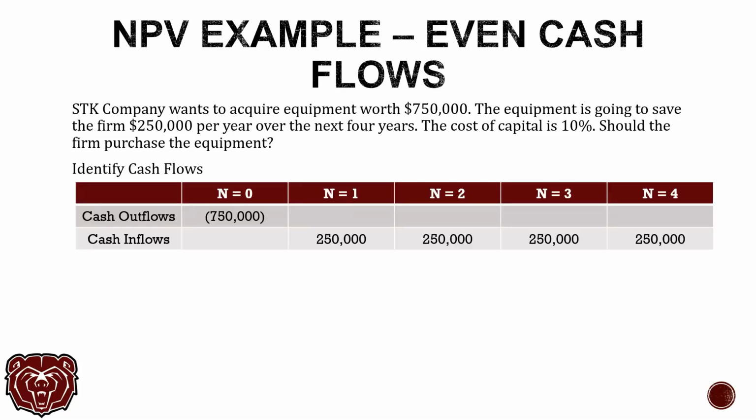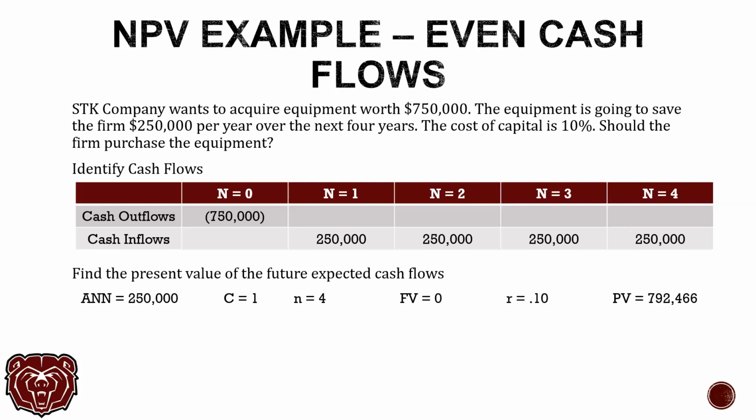Well, step 1, we want to identify our cash flows. So in year 0, the year we purchased the piece of equipment, we have a cash outflow of $750,000. Years 1 through 4, we have equal cash flows at an equal interest rate at equal intervals, meaning this is an annuity. So year 1, year 2, year 3, year 4, we've got $250,000 worth of cash inflows at 10%.